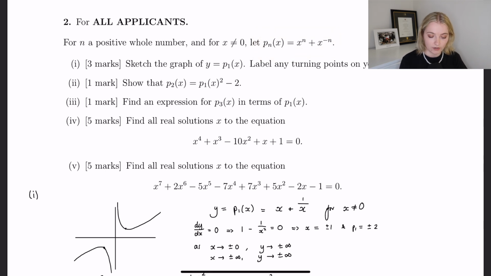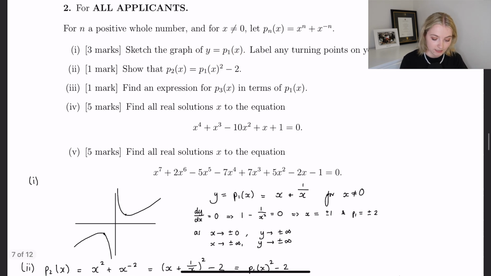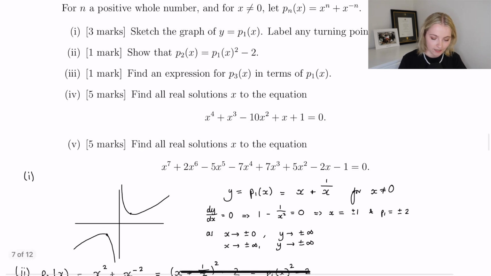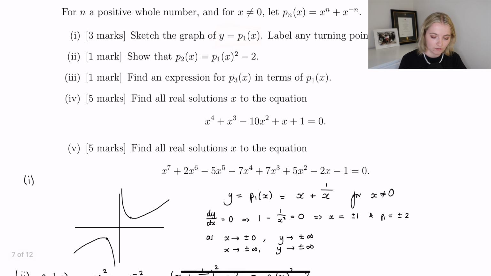Now the first part of the question says sketch the graph of y equals p1 of x and label any turning points on your sketch. I've just noticed that I didn't actually label any of the turning points, but I can do that as we walk through it. So we want y equals p1 of x, so we're wanting for when n is 1. We can put n is 1 into this equation, and we find that p1 of x is x plus 1 over x for x not equal to 0, which obviously makes sense because we can't have 1 divided by 0, because that's undefined.